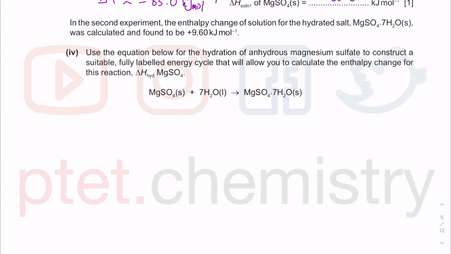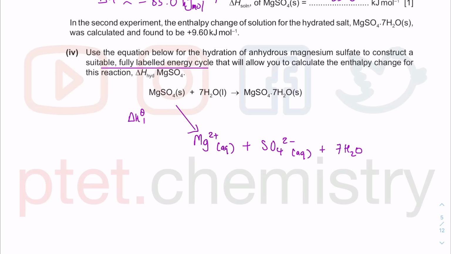Now in this next bit, use the equation below to construct a suitable, fully labeled energy cycle. What do we have? We have hydration, right? So it's Mg2+ aqueous. Now this is a question which you might not get in the current syllabus, because the hydration enthalpy, in terms of the definitions, you haven't really done it that much in your current syllabus until you get to A2. So what do we have here? We are hydrating the solid. So that is the hydration of the entire solid.